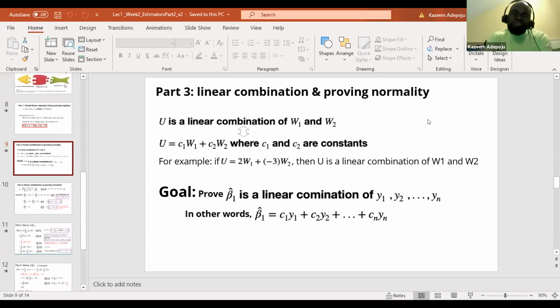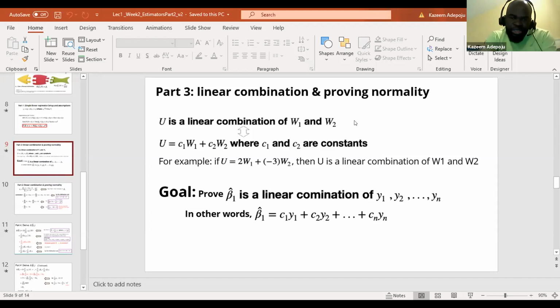At times we could have a linear combination of the variables. Okay, I'll take a look at this. If U is a linear combination of W1 and W2, what are we talking about? W1 and W2 are variables. U is a variable too, but U can be determined from W1 and W2.